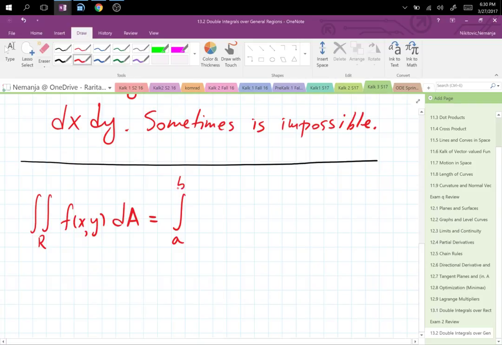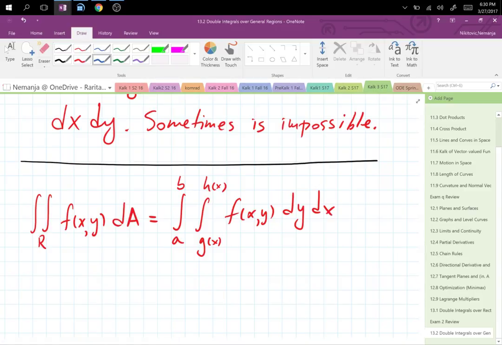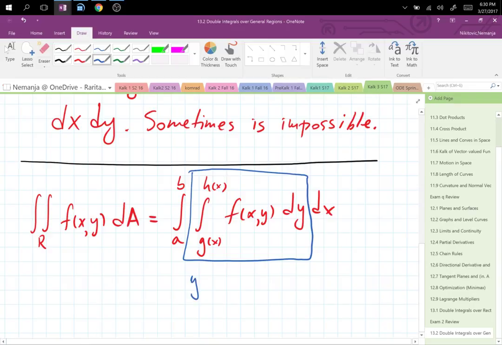Anyway, a to b, function g of x, h of x, f of x, y, and then clearly dy dx. Now, why do I say clearly? I'm going to erase this, so just look at it. The inner integral must be dy because y is g of x, right? And y is h of x. And a and b are numbers that correspond to x values.